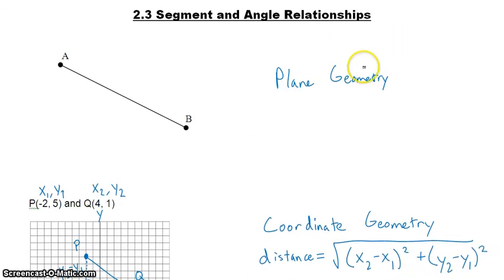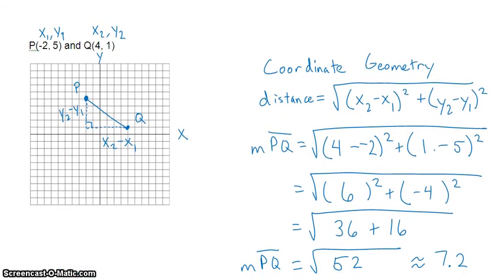When we're working with plane geometry, we use theorems and postulates. When we're working in coordinate geometry, we need formulas. We don't want to just take a ruler to measure PQ. Since this already is in a structured, ordered plane, we want to develop this formula to find the measure of PQ.